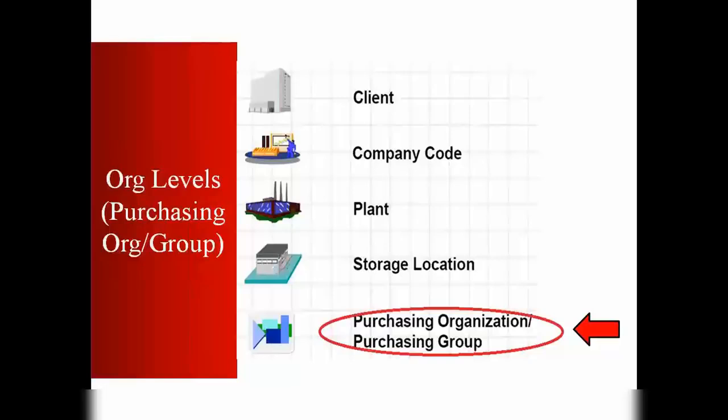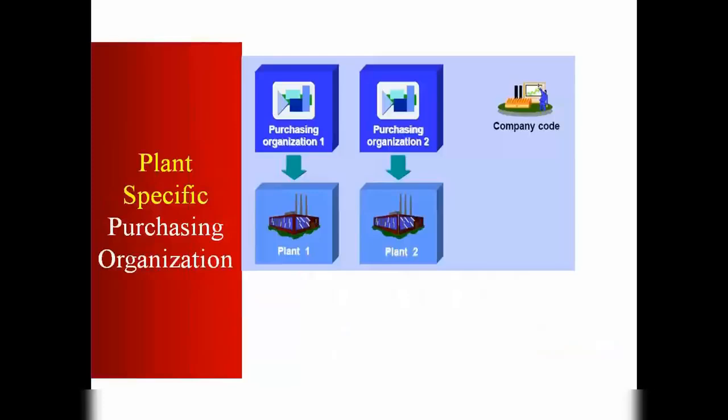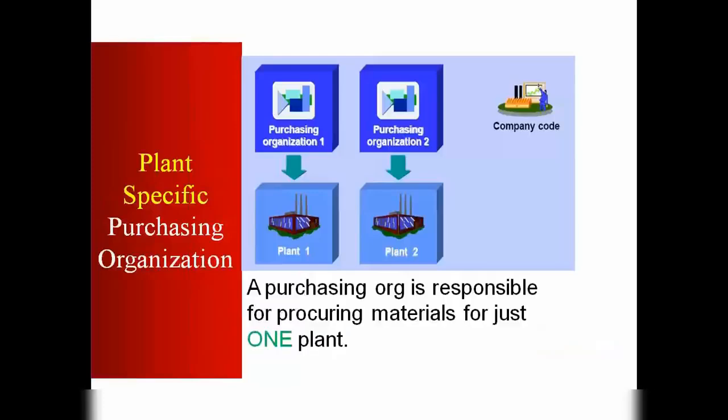This one is plant specific purchasing organization. Now what is plant specific? This is the example I was just giving you. A purchasing org is responsible for procuring material for just one plant, as the name says, plant specific. For plant number 1, purchasing organization 1 is responsible. For plant number 2, purchasing org 2 is responsible. For plant number 3, purchasing org 3 is responsible. So it's a one-to-one connection: for one plant, only one specific purchasing organization is responsible. That's plant specific.